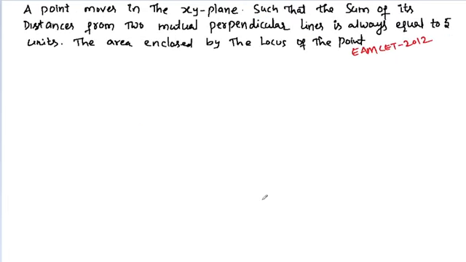A point moves in the xy plane such that the sum of its distances from two mutually perpendicular lines is always equal to 5 units. Then find the area enclosed by the locus of that point. That means here it is given mod x plus mod y is equal to 5. From this coordinate axes, these are the coordinate axes. This is the line x plus y is equal to 5.